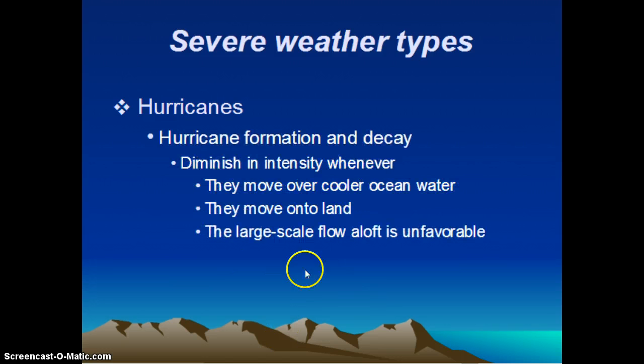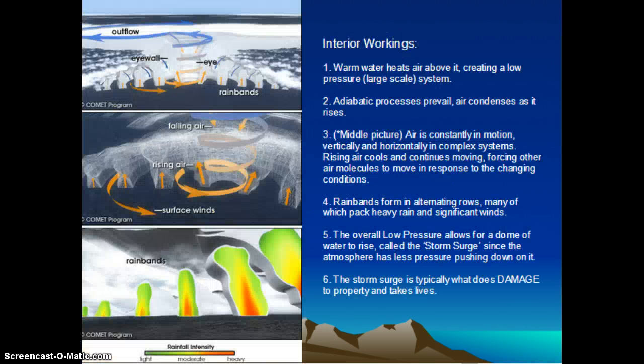Here we have the death of a hurricane, if you will. They diminish in intensity, right? In their life cycle, they're born, they reach maturation, but then they die out. This happens when they move over cooler ocean water where they no longer have the fuel to drive them rising vertically, or they move onto land, or the large-scale flow aloft is unfavorable. Literally, upper-level winds can destroy a mature hurricane in no time.